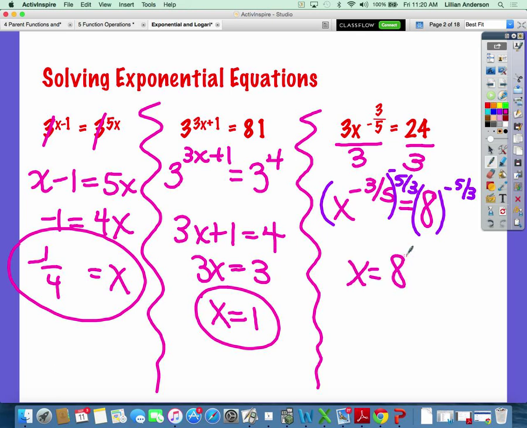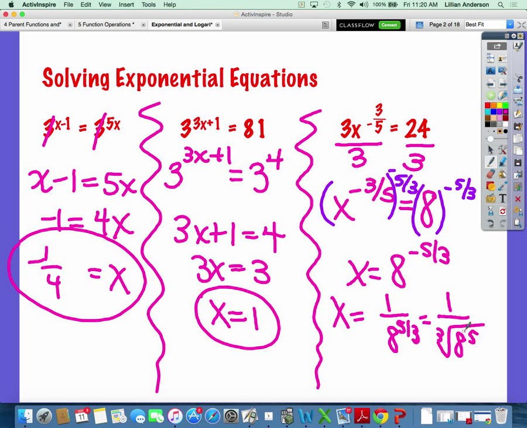And then I have 8 to the negative 5/3. How do I simplify that? 8 to the third power? Or no, 8 to the negative fifth power. Okay, so back to this. I heard flip it, turn it positive. I heard something about a cube root. So you want me to write this as a radical? Okay. Cube root, 8 to the 5th.